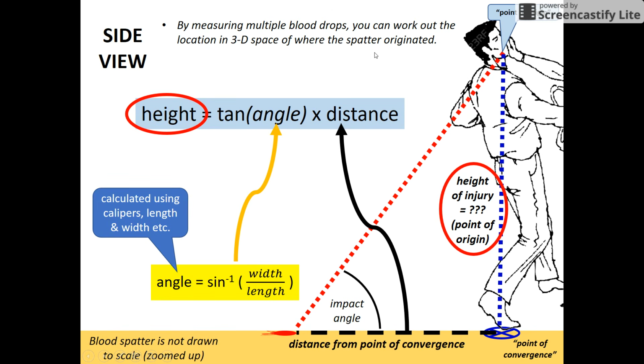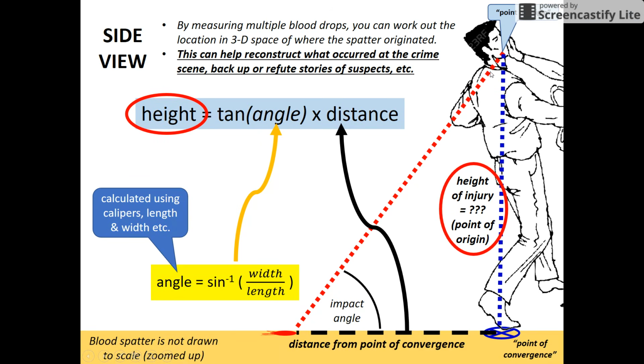So here's the idea. By measuring multiple blood drops, you can work out the location in three-dimensional space where the spatter originated. Okay? Why? Well, because this can help reconstruct what occurred at the crime scene. It can help to back up somebody's story, or it can help to refute stories of the suspects, things like that. Okay?